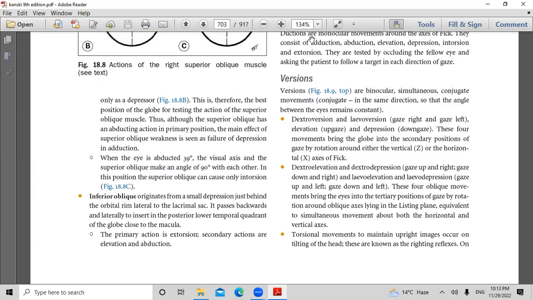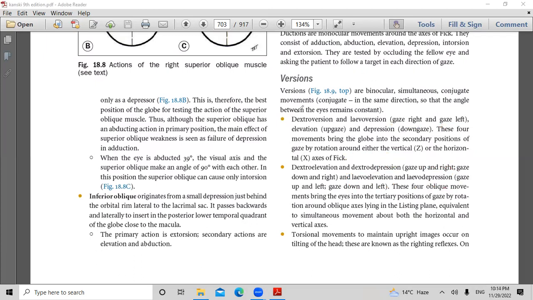Okay, so here in versions, we have dextroversion and levoversion. The word dextro means right, and levo means left. These are two words you should remember. So when we say dextroversion, we talk about right, and levoversion, we talk about left movement. So dextroversion, gaze to the right; levoversion, gaze to the left. When we say dextroelevation, dextrodepression, here it means elevation to the right side, and depression to the right side. The same thing, levoelevation, elevation to the left side, levodepression, depression to the left side. This is the normal way.